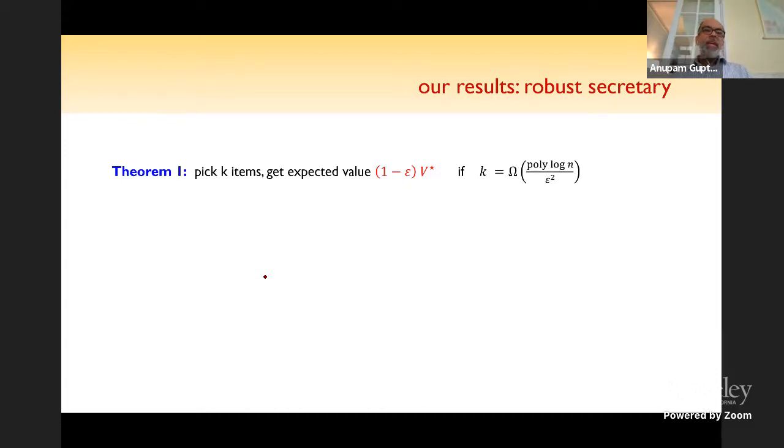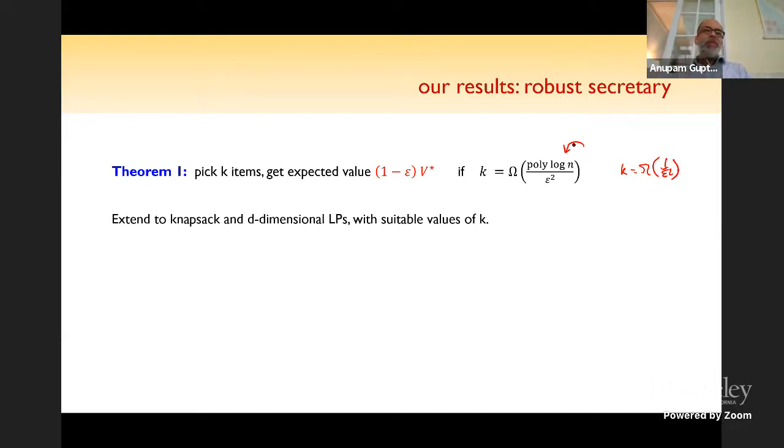Okay. So let me tell you the results. If you want to pick k items, I can get a 1 minus epsilon approximation as before. But earlier I had said, look, as long as you have many items, you can get a 1 minus epsilon. And earlier, I just had k being Omega of 1 over epsilon squared. Now I have these dubious extra losses. I believe this is essential, but I don't have a proof yet.